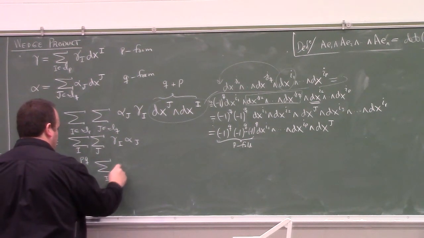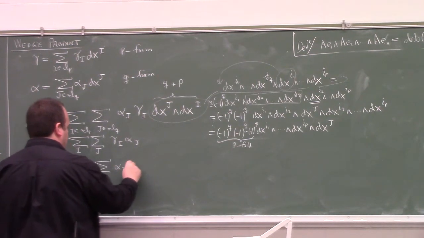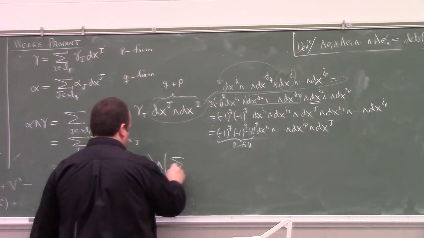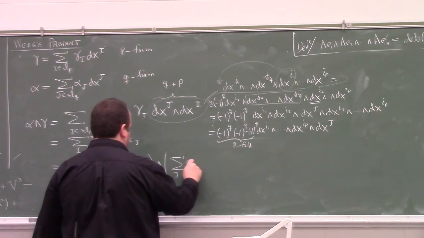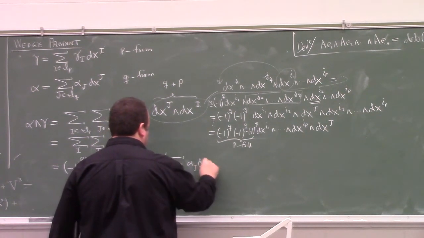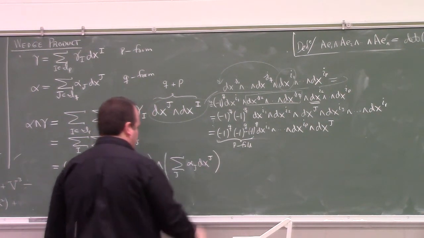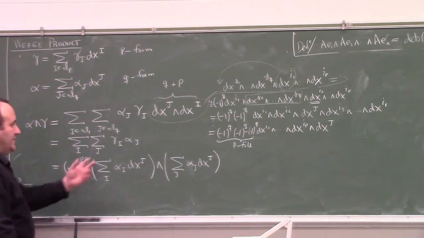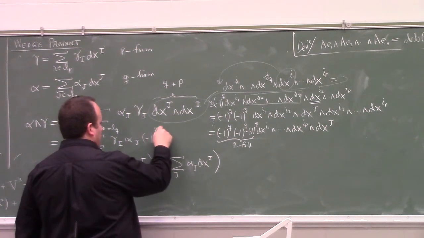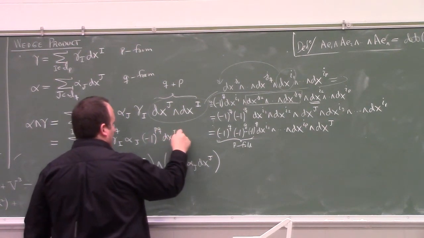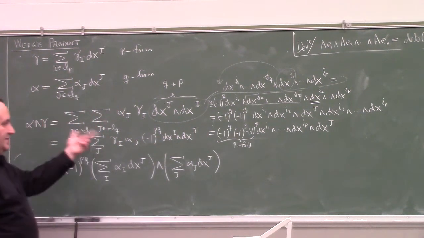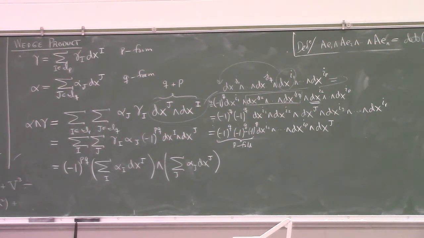sum over I of alpha I dxi, wedge sum over j, and I've taken the liberty of distributing the sums back out again, just to get to the point, because I'm out of chalkboard here. But the key thing I did was this right here is minus 1 to the pq dxi wedge dxj. To flip these multi-differentials, it costs us a minus 1 to the pq power.